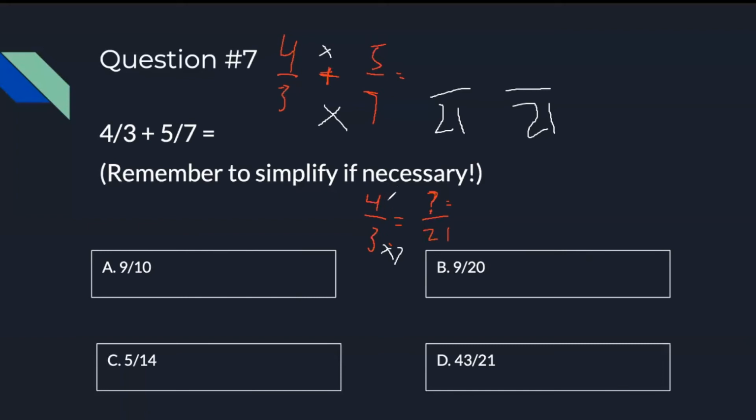Okay, so we must also multiply the top, right? What we did to the bottom, we must also do to the top. So we multiply the bottom by 7, we must also multiply the top by 7. So in this case, this question mark is 28. So now try the second one.